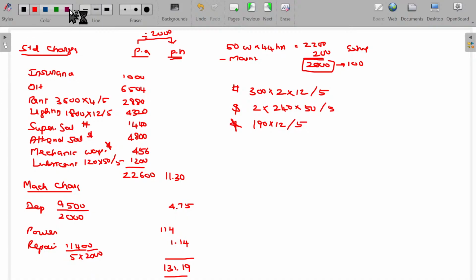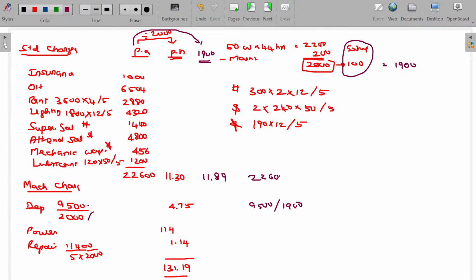Now what happens if the setup time is unproductive and power not consuming? Then this will be 1900. You have to calculate for 1900, that's all. And 22,600 is divided by 1900. What is the machine hour rate? 11.89. 9,500 will be divided by 1900. So here this value being 5 rupees. This will not have any change.